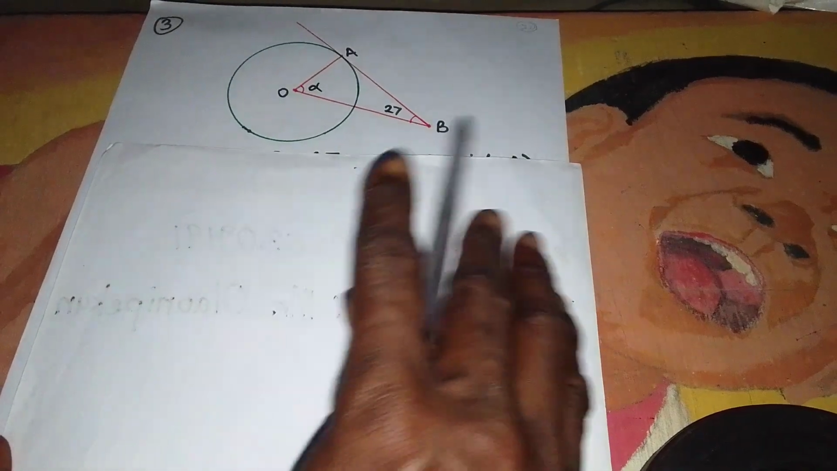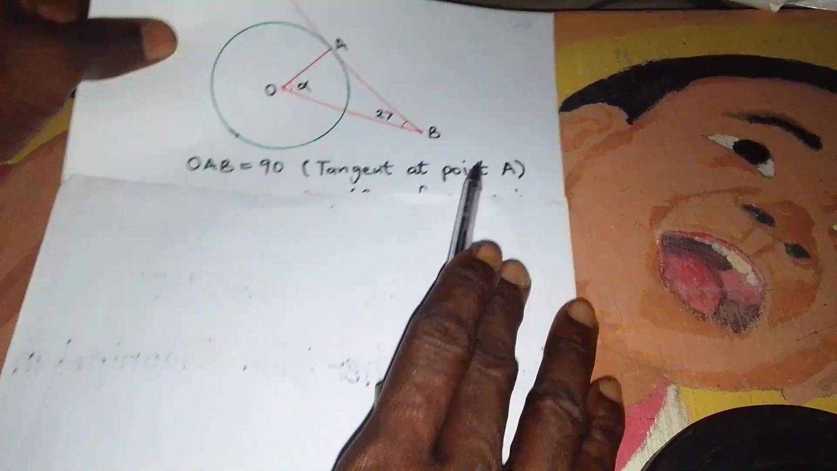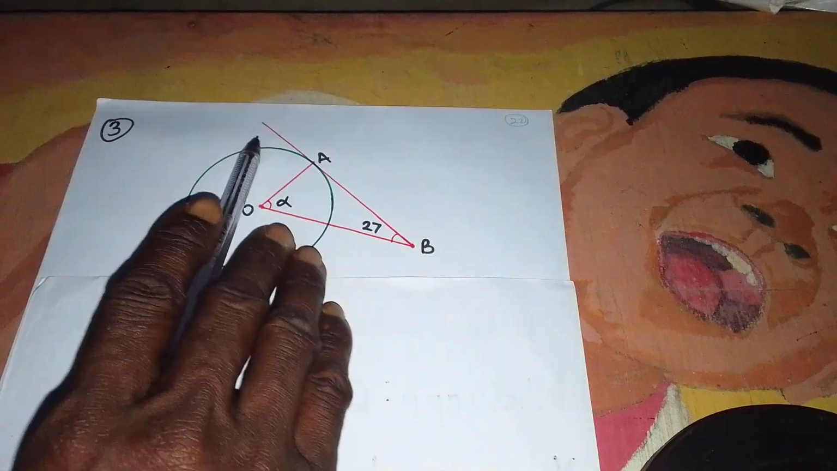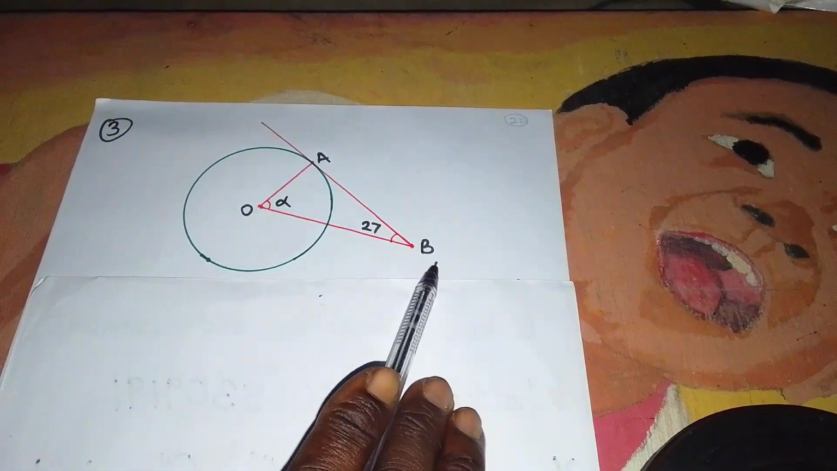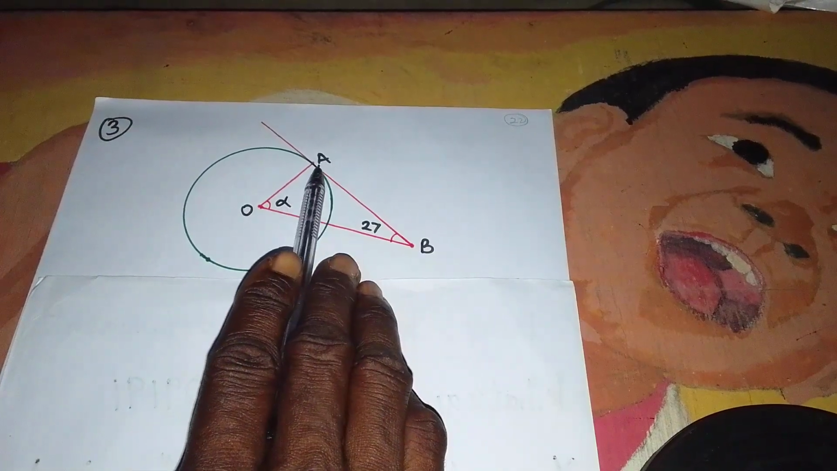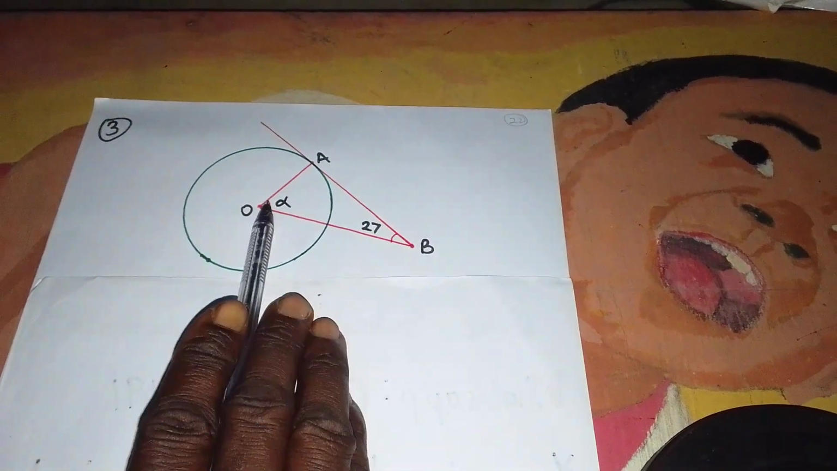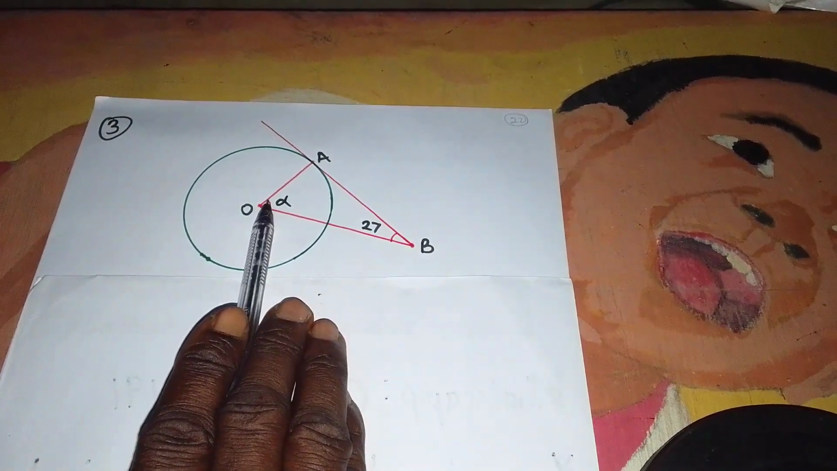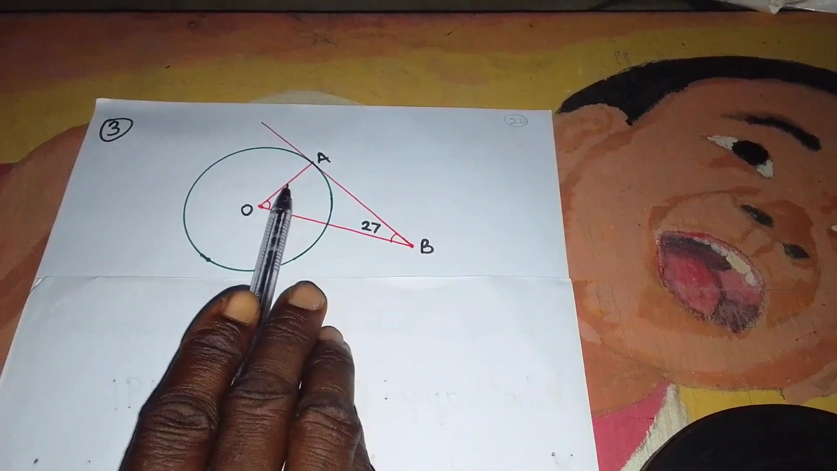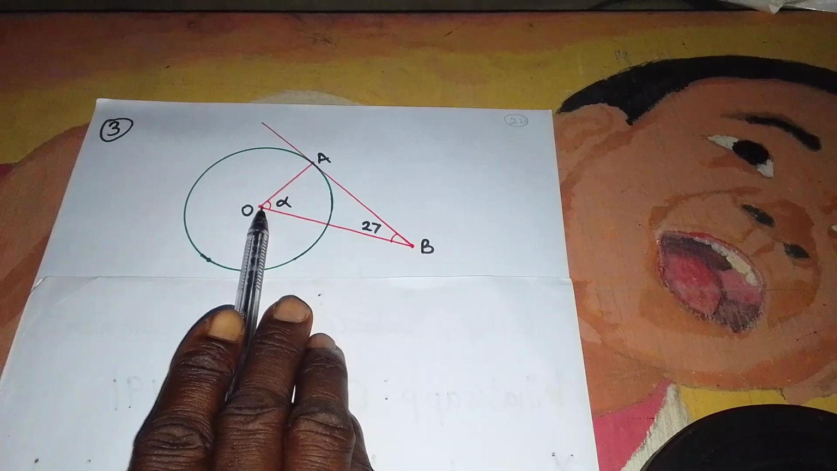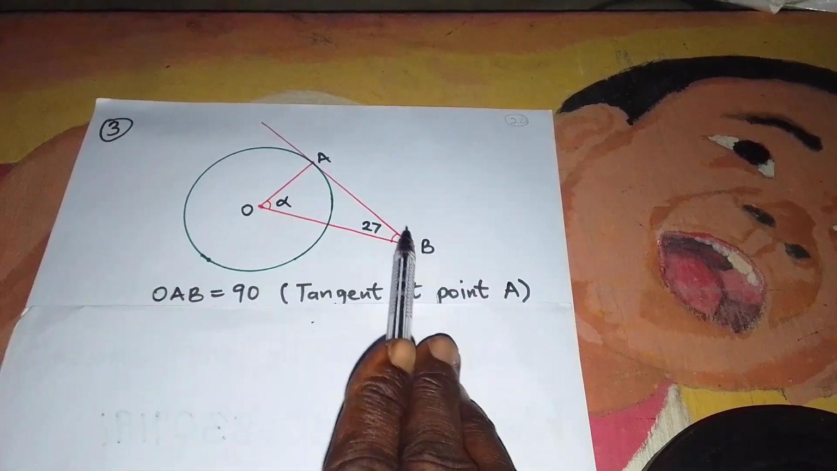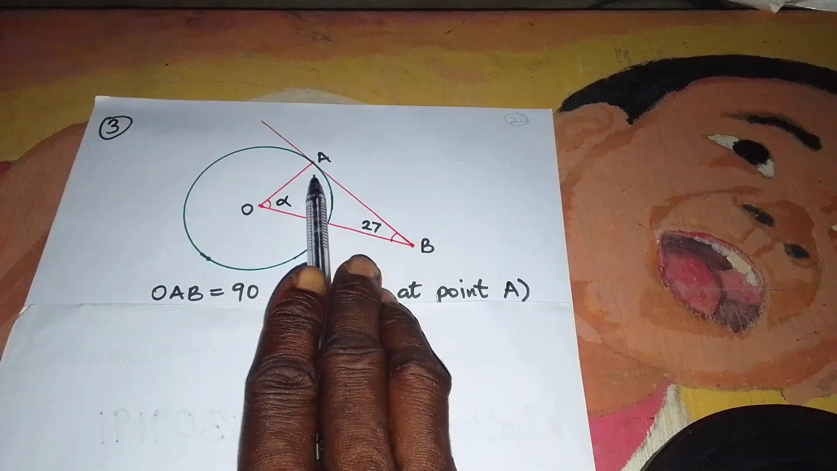Now let's consider another example. Example 3. You are given that AB is a tangent, this is the center of the circle, this is the radius. So you are now told to look for this angle here. Since this is a tangent at point A, definitely you know that angle OAB is going to be 90 degrees. Why? Because that's a tangent at point A.